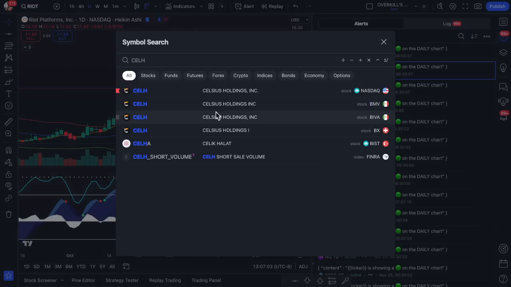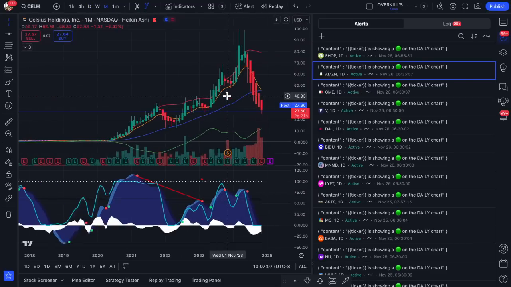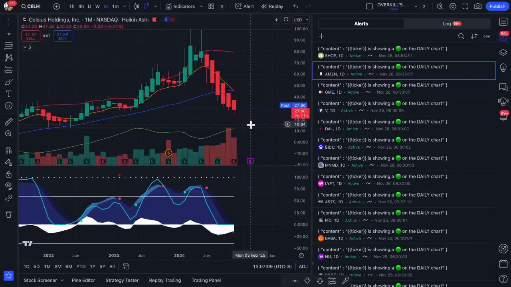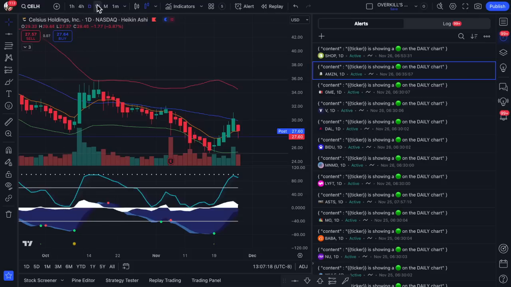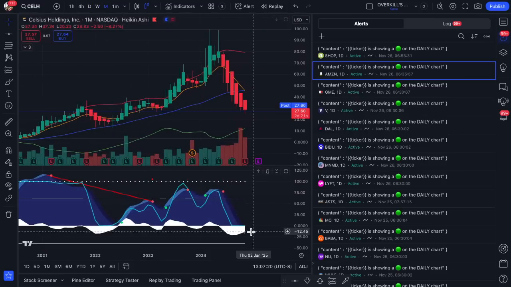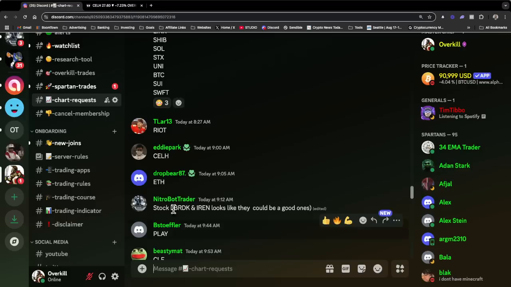CELH. Still red on CELH. This thing's been clobbered. I still think this company's making money hand over fist. I see their energy drinks everywhere. Celsius Holdings, it's that energy drink company. But it's just having a really, really hard time. Its stock. So let's wait for the green candle or the green dot there before we get into that one. Ethereum we covered.